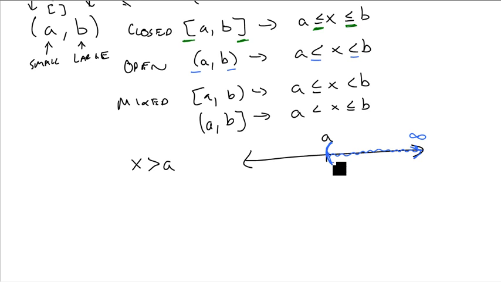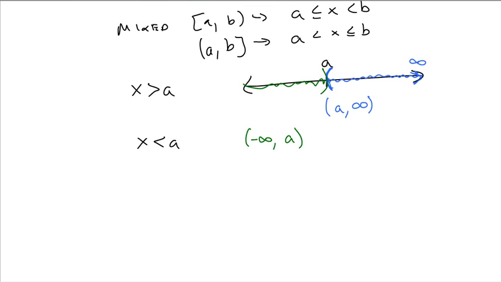Then looking at our graph, we start with the parenthesis at a, and we go to infinity, and infinity symbols always get parentheses. So x is bigger than a becomes the interval from a to infinity, and x is less than a just goes the other way, and so it starts at minus infinity and stops at a.